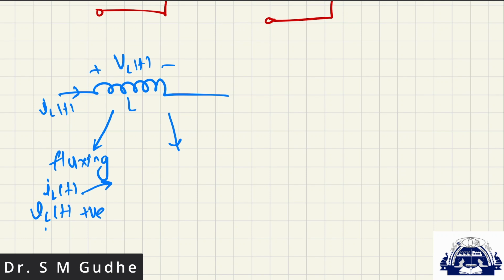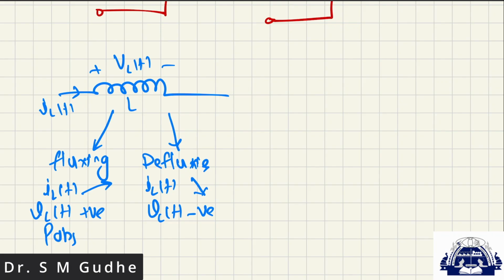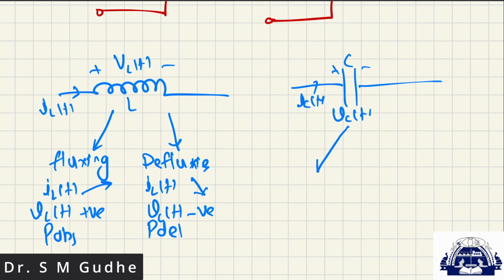Then I will conclude that during fluxing, IL of t is an increasing function, VL of t is positive, and power is getting absorbed. Do not change the polarity. During defluxing, IL of t is decreasing, VL of t is negative because the polarity has been reversed, and power is getting delivered.